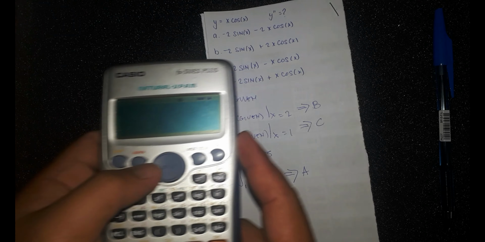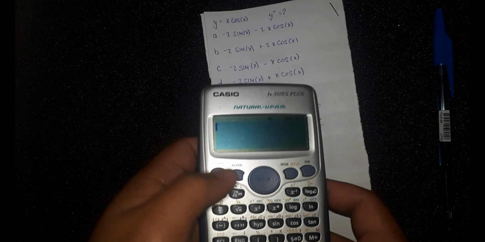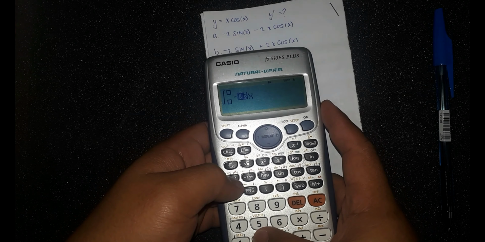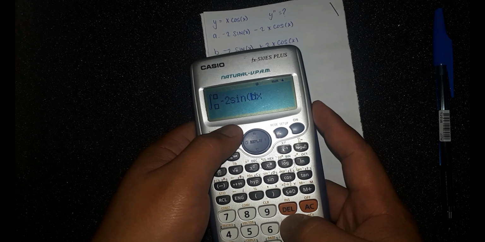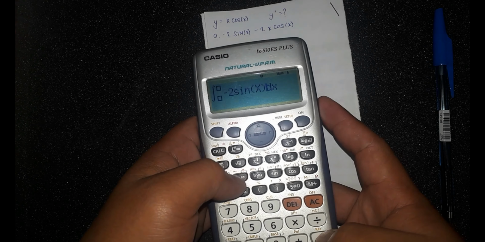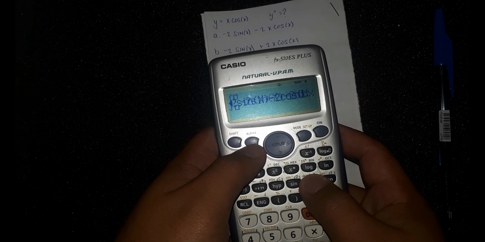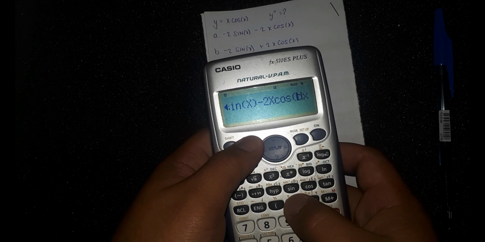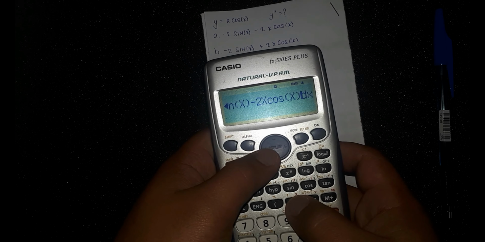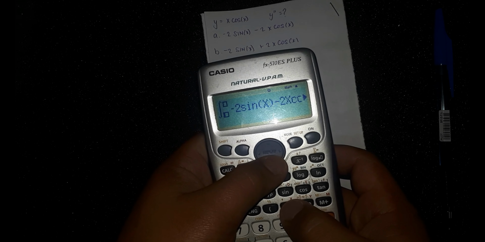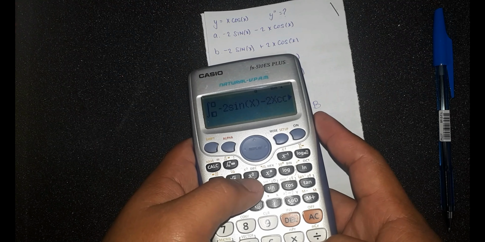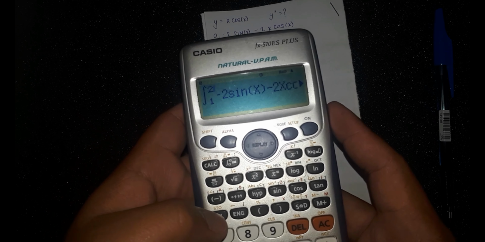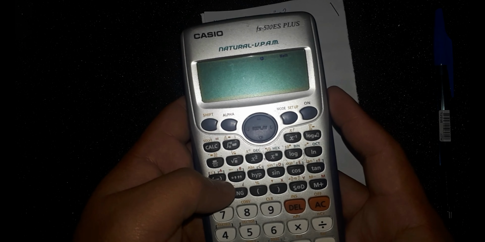So let's do this. Choice A, integral ng negative 2 sine x minus 2x cosine x with lower limit 1 and upper limit 2, shift store to A.